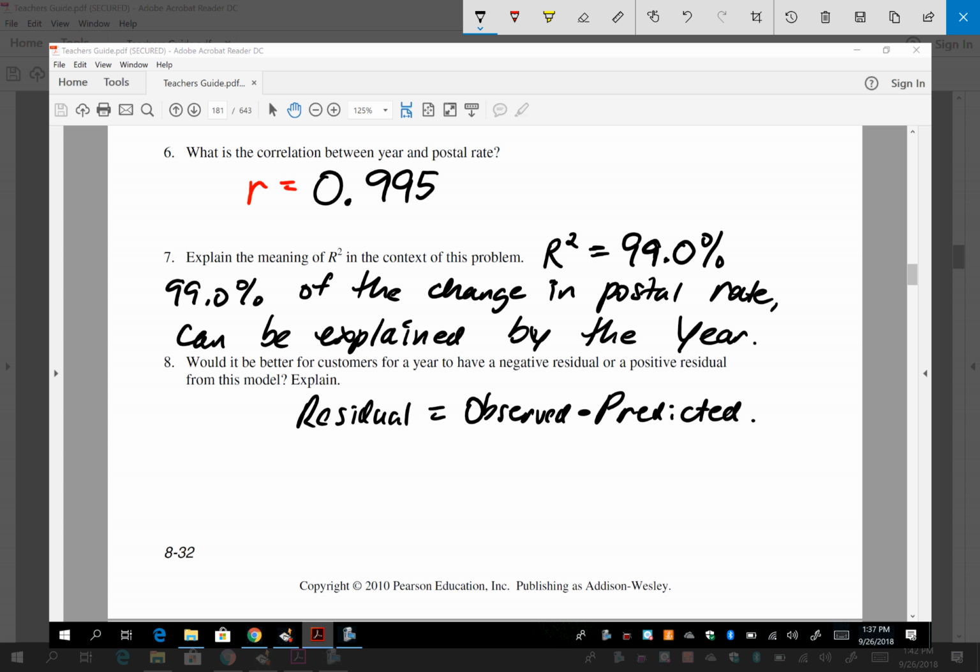Okay? Now, let's determine what's going to be more beneficial for us if we're going to buy stamps. So let's do an example. This would be a positive residual. A positive. All right? So that means, let's say the residual is positive 0.1. So 10 cents. All right? So if I have to write down a subtraction problem to get 0.1, what could I write down, Flory? What would be a problem I could write down for observed minus predicted that would give me 0.1?